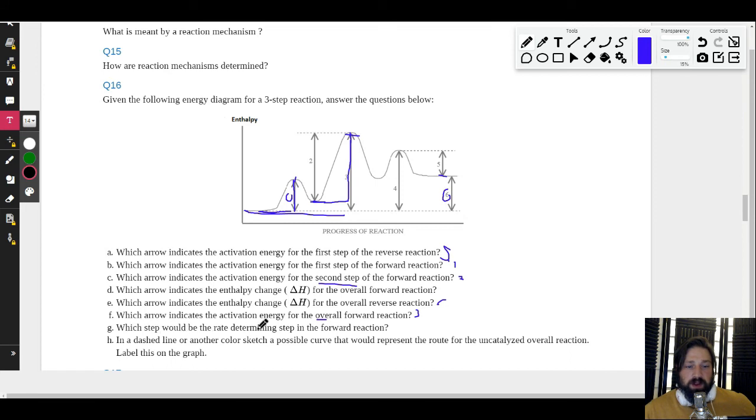Which step would be the rate determining step? Well, which one of these has the biggest activation energy? Which would be 2. 2 would be the activation energy there, biggest activation energy. So you know that the second step here is going to be your slow step. All right. Draw a dashed line, a possible curve that represents a route for the uncatalyzed overall reaction.